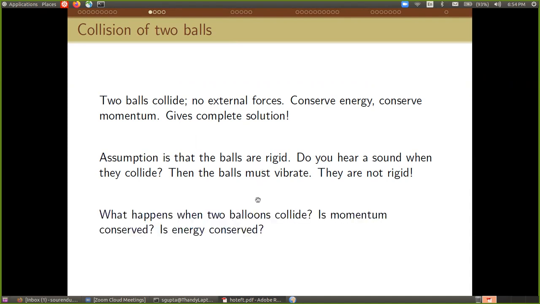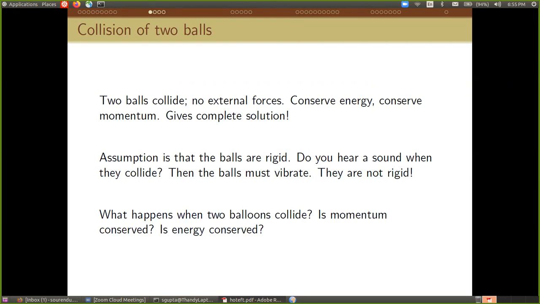So let me ask you a different question. Instead of balls, supposing you threw two balloons at each other, would exactly the same method work? Would you see momentum being conserved if you use the momentum and energy conservation equations? Would you be able to predict the results of two balloons colliding? And you know that two balloons often do not bounce off each other if they collide.